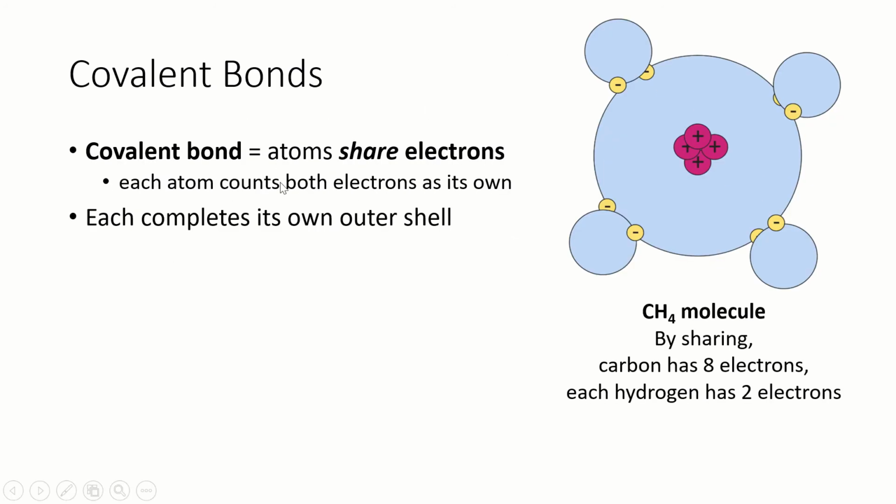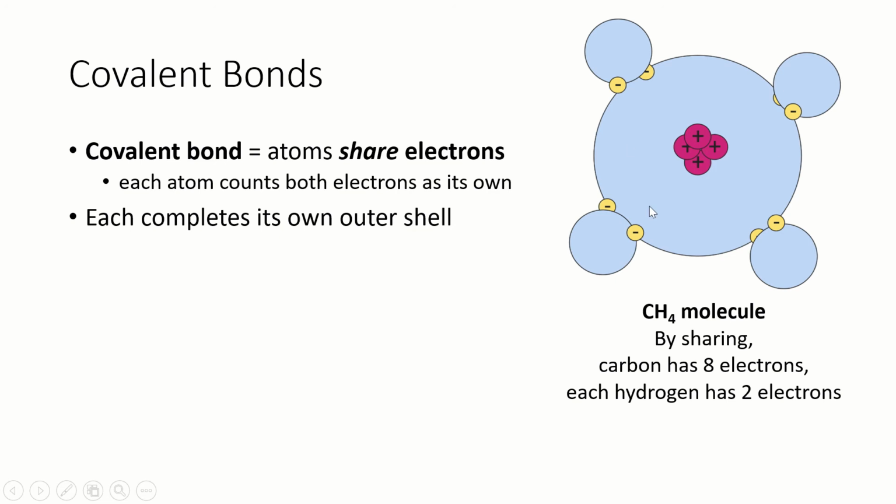When atoms share electrons, we call it a covalent bond. So the 2 atoms are sharing the electrons. They both get to count the electrons as their own, and then they each have completed their own outer shell.